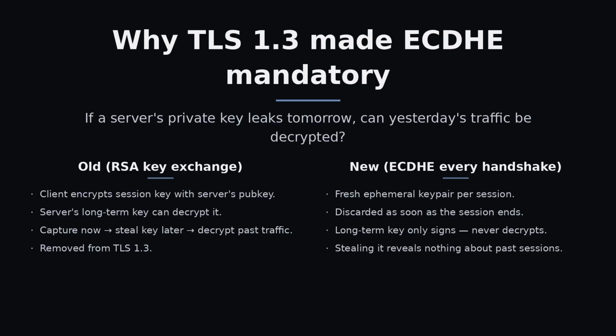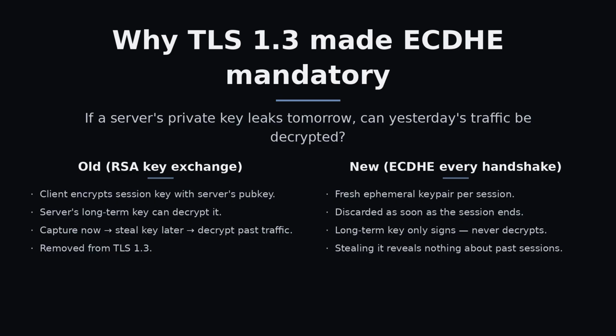State-level adversaries do exactly this. Capture now, decrypt later. The fix is to generate a fresh ephemeral key pair for every handshake and throw it away when the session ends. The long-term certificate key is only used to sign the handshake, never to decrypt traffic. Stealing it lets you impersonate the server going forward, but every session that already finished stays opaque forever.